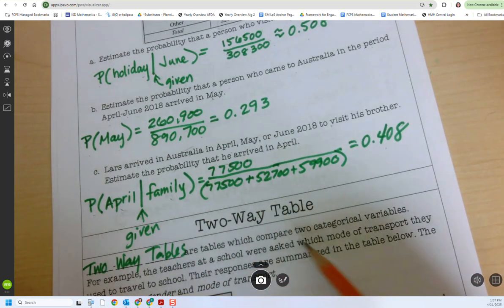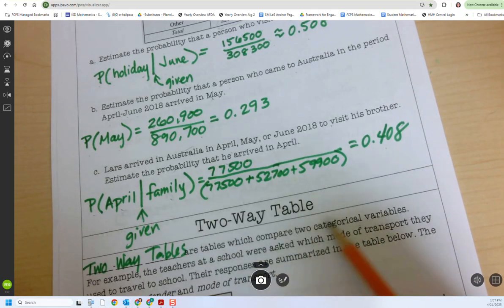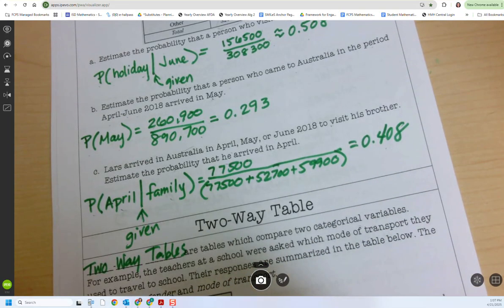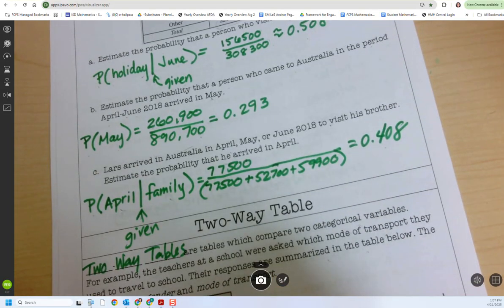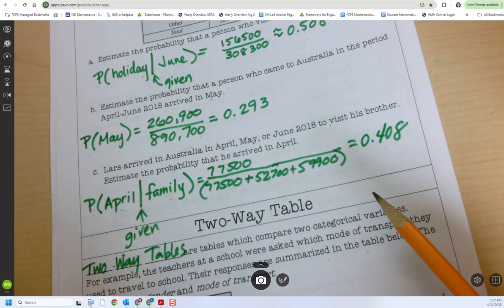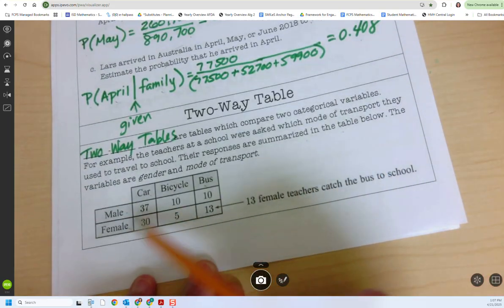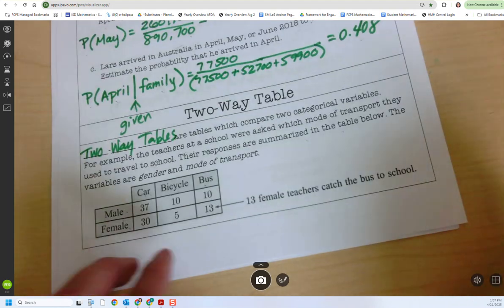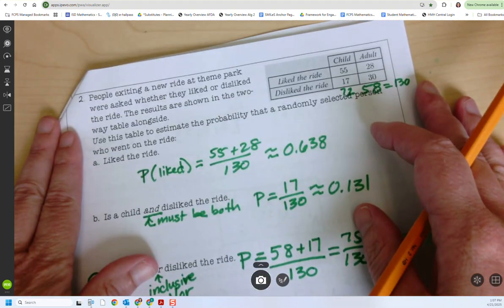All right, two-way tables are tables which compare 2 categorical variables. For example, the teachers at a school were asked which mode of transport they used to travel to school. Their responses are summarized in the table below. So the teachers at the school were male and female, and then these were the modes of transportation that they used. Male and female transportation. And this is just an example of a two-way table. Over here is the one we're going to use for our next problem.